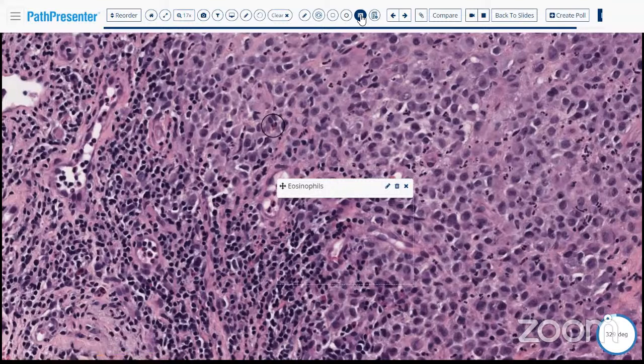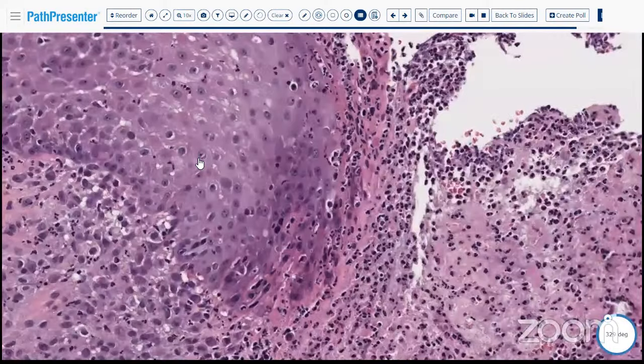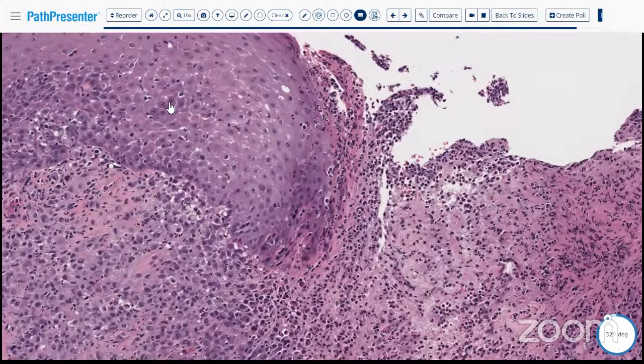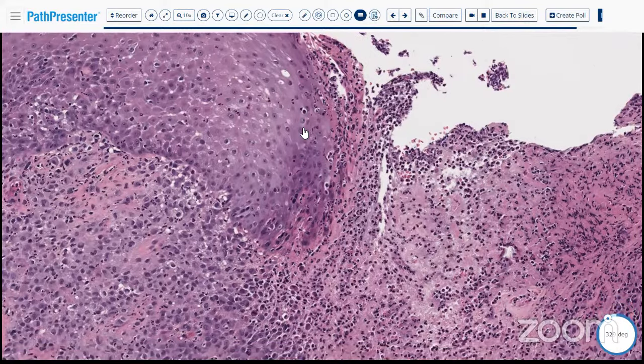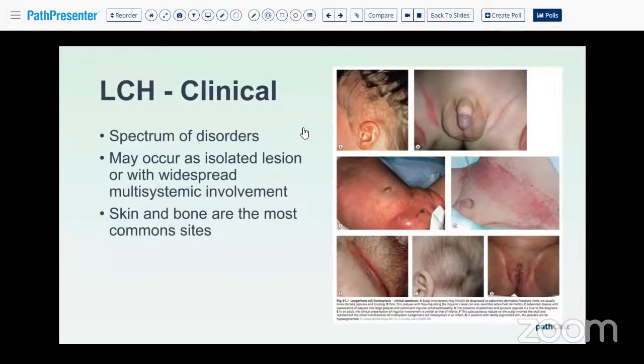in Langerhans cell histiocytosis. And then as we look at our ulcerated epidermis, we do see that there is some epidermotropism of these cells. They're making their way out into the epidermis, and here even ulcerating it. So Langerhans cell histiocytosis often has epidermotropism and can have folliculotropism as a clue. Clinically, Langerhans cell histiocytosis is a spectrum of disorders. It can occur as an isolated lesion or with widespread multisystemic involvement. Skin and bone are the most common sites.